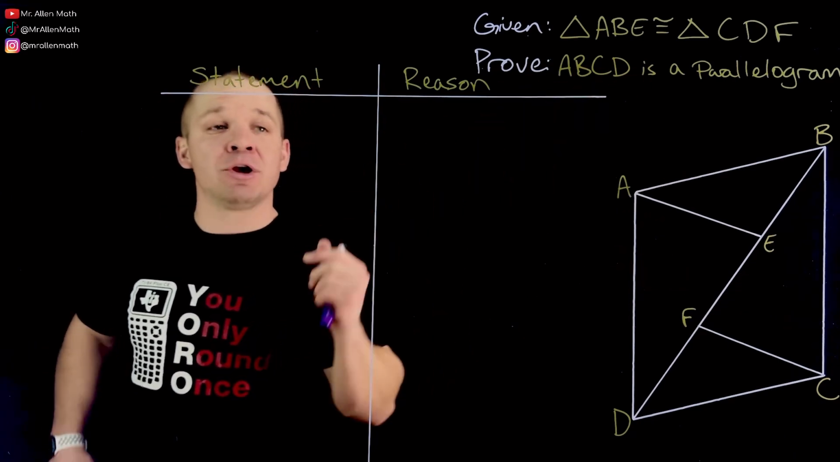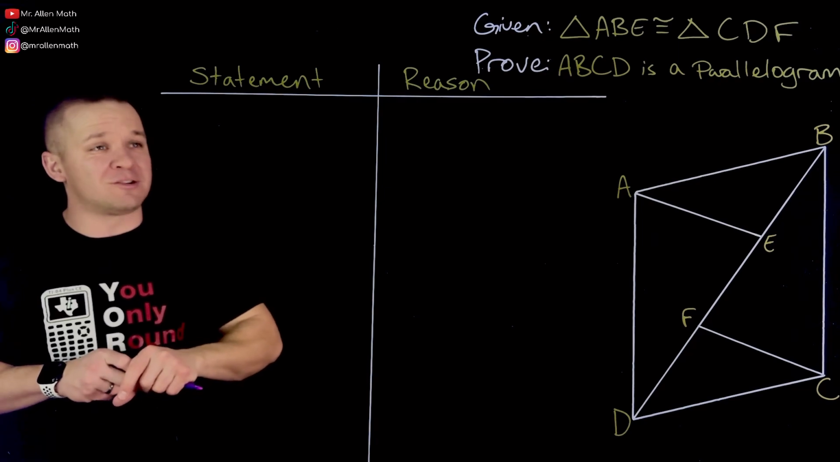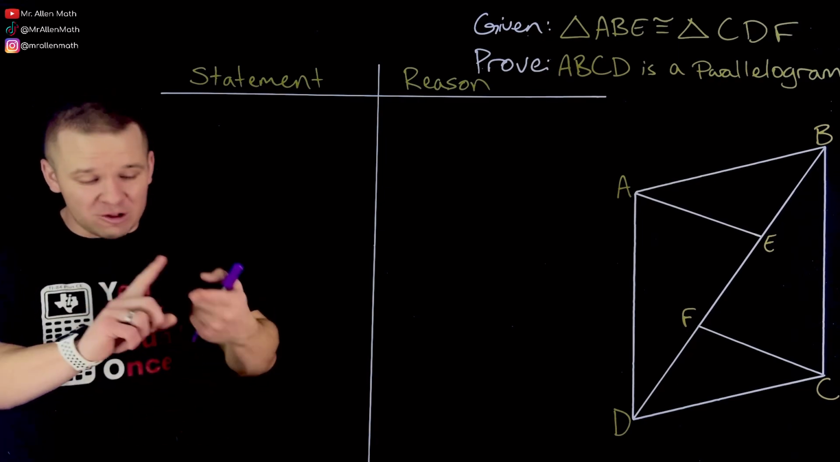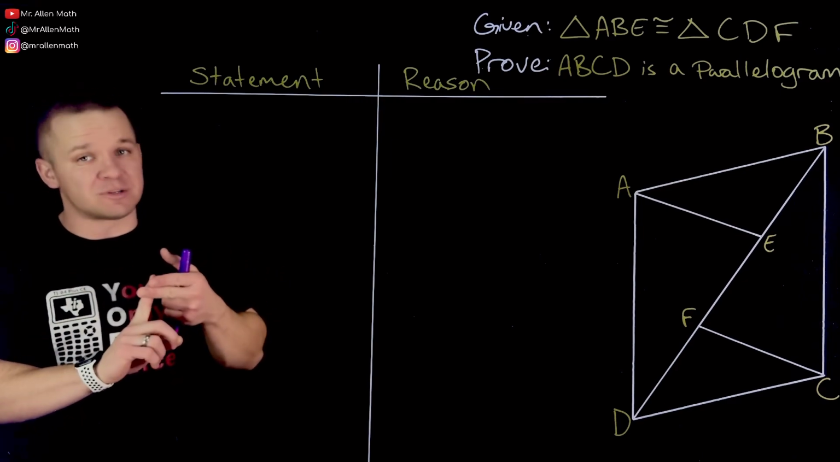And we're given a couple congruent triangles. Now, it might not seem like much, but when you're given a couple congruent triangles, you get a lot of information. All of my corresponding sides are congruent, and all of my corresponding angles are congruent.